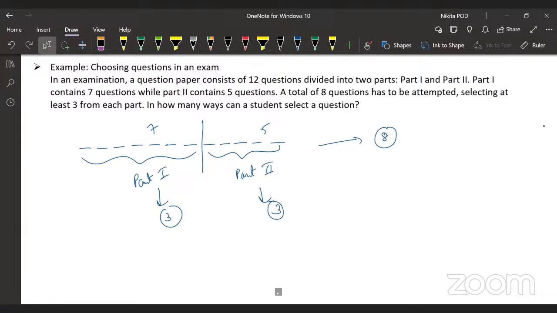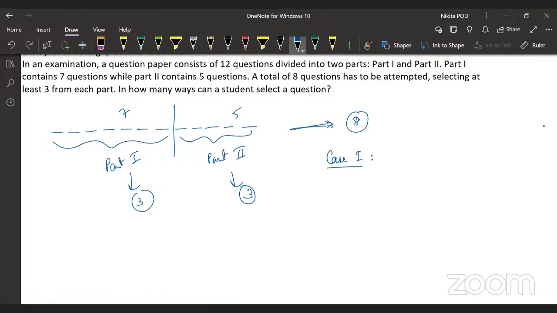We know a total of 8 questions, and you have two parts from where you have to take the questions. So the first case that is possible is you take 3 questions from part 1. So selecting 3 questions from part 1 is 7C3 ways, and if you select 3 from part 1, you have 5 more to attempt. So you'll have to select 5 questions from part 2.